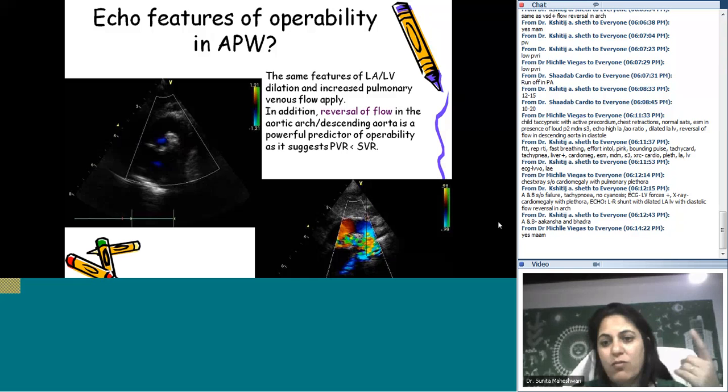Okay, because if you ask AP window, what are the other lesions which will give you reversal of flow as a sign of operability, apart from AP window? Name two other lesions where reversal of flow is a very good indicator of operability. Two other lesions. Whoever does it in the next TCS, I buy you lunch.